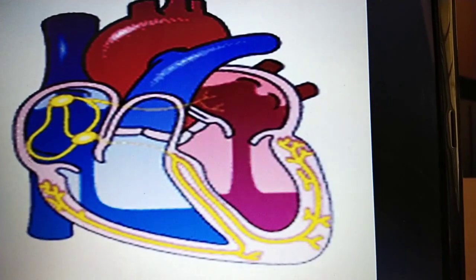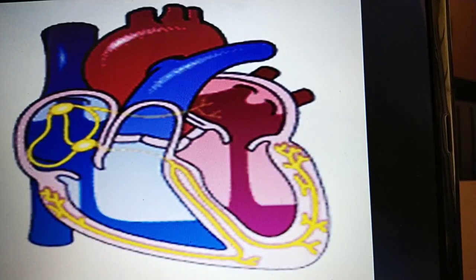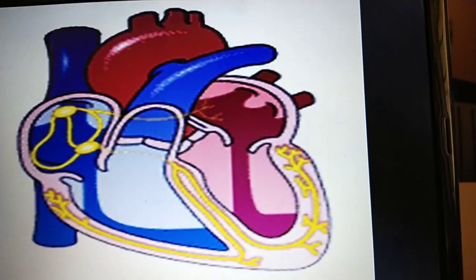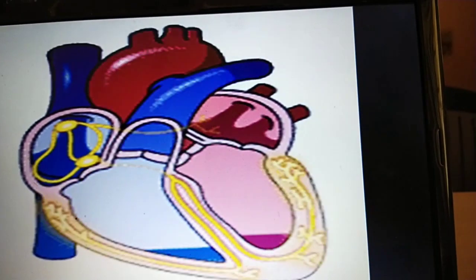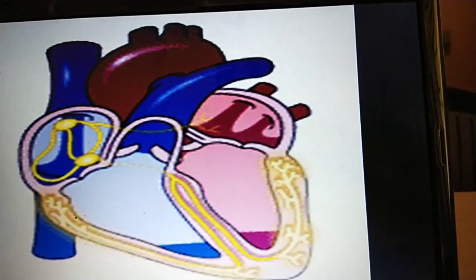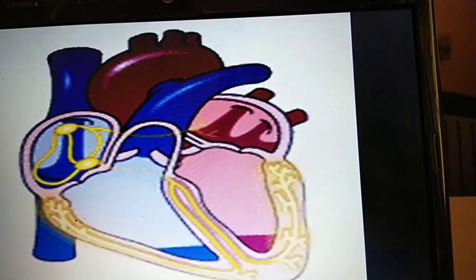Hello, good morning everyone. Today we will go for the anatomy of the internal features of the heart. Last class we studied the external features of the heart. Today we will go for the internal features of the heart.